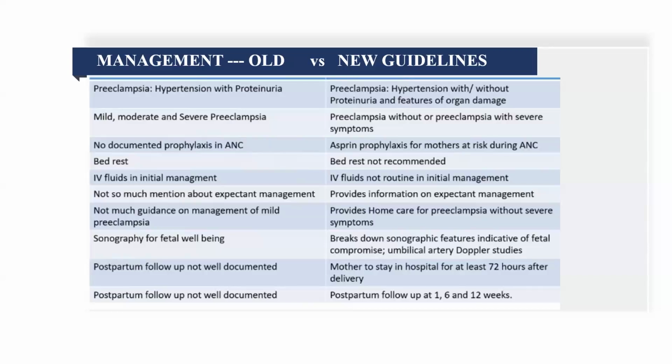In the old group, there wasn't any documentation for prophylaxis in ANC, but now it's recommended that aspirin prophylaxis is given to mothers who have at least one feature of high risk, or at least 2 features of moderate risk. The old regimen recommended bed rest for all patients, but it's not recommended in the new guidelines. The initial aggressive fluid therapy was recommended for everybody that comes with preeclampsia, but in the new guidelines, IV fluids are not routine. Not much was mentioned about expectant management in the old regimen, but the new guidelines provide room for expectant management. And not much guidance was given for mild preeclampsia, but the new guideline provides home care for preeclampsia without severe features. And on and on.